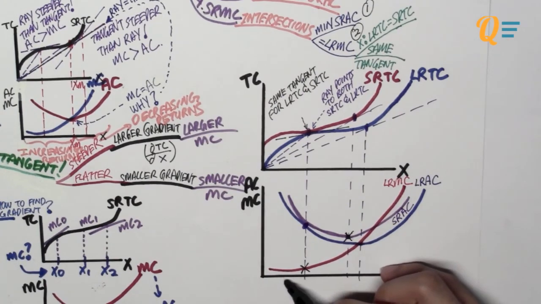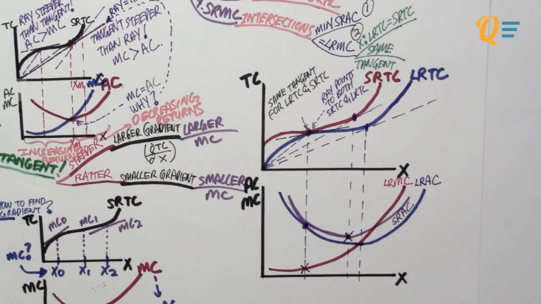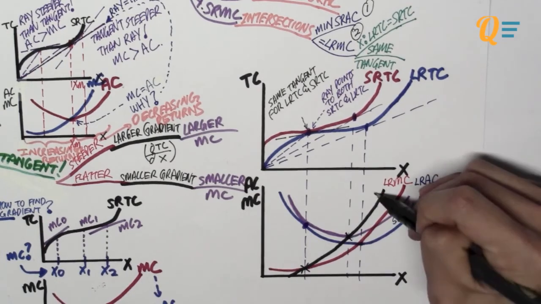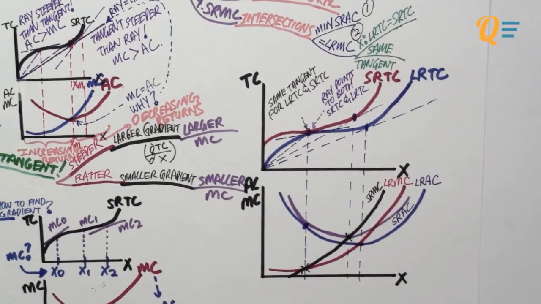What I'm going to do is match these 2 points together, and then I'm just going to draw this upward sloping curve over here. And there we have it. We have our short run marginal cost. So you have successfully drawn all the 4 different kinds of cost curves that we need.